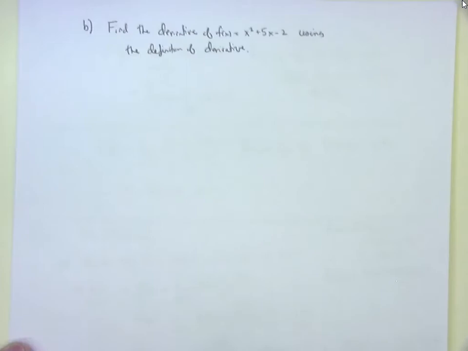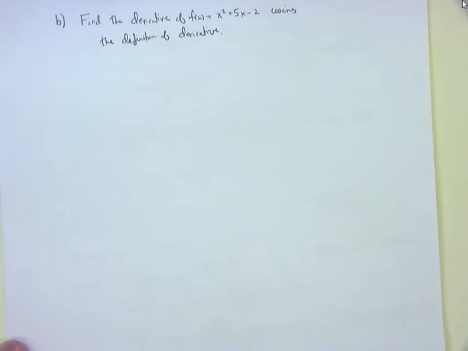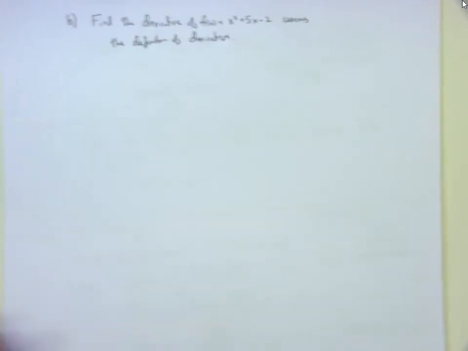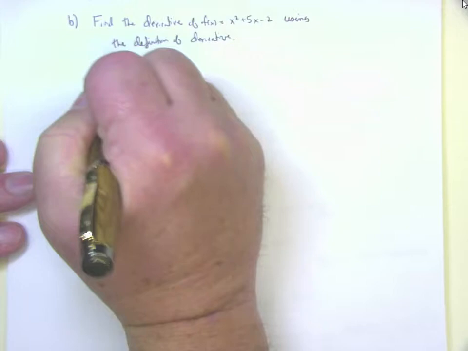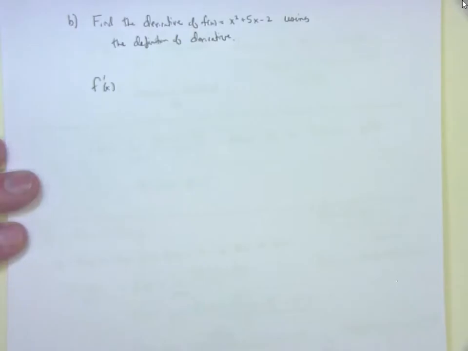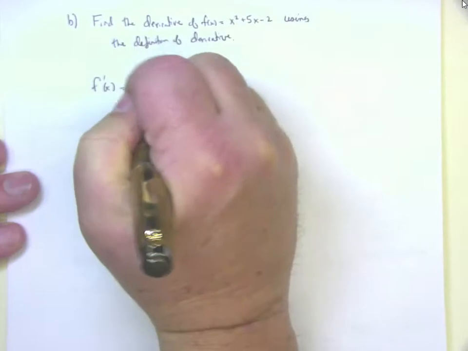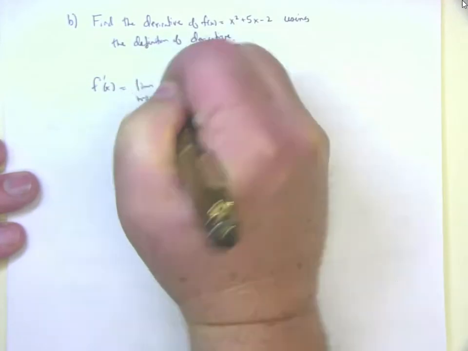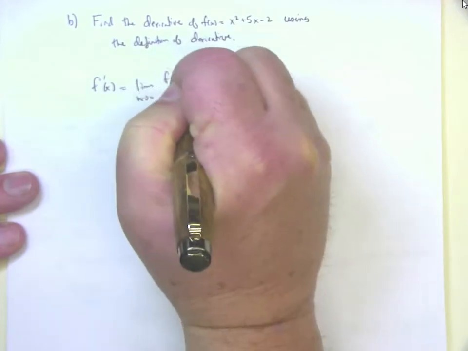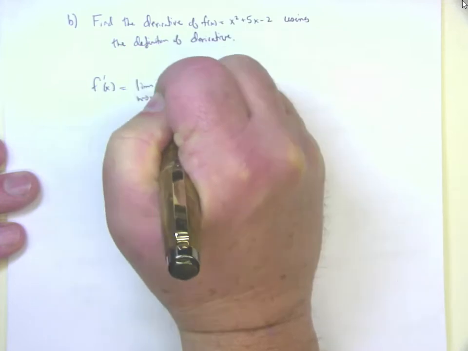Part B is the same problem except I changed my wording. I want you now to find the derivative. We're talking about the derivative function. What is the derivative function? We have a formula, f prime of x. This is called the derivative function, f prime of x, not of a constant, of x. This is equal to the limit as h approaches 0 of f of x plus h minus f of x all over h.